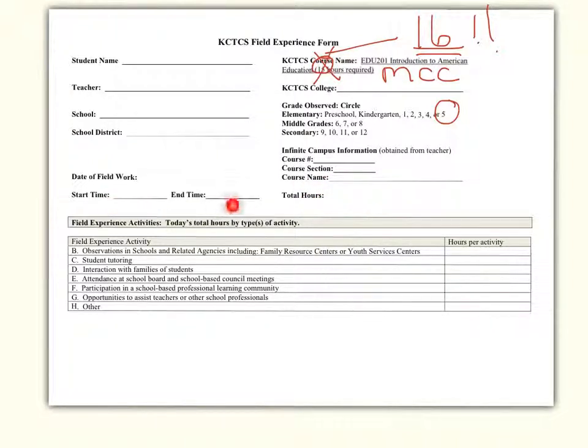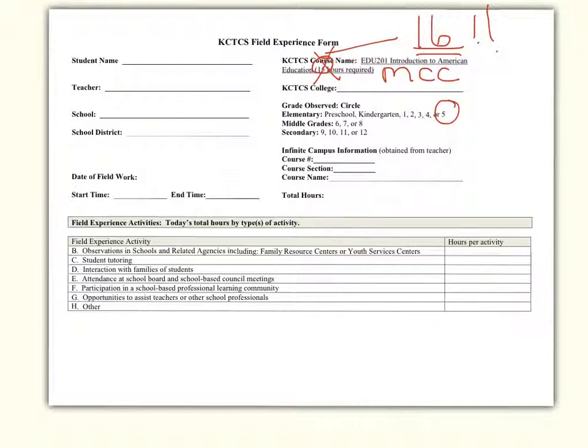Obviously, your start and end time translates over into this total hours. So start time, end time, how much time is that? Put that in the total hours. I will give you a little tip. I would never go anything less than the quarter hour. So for example, don't go an hour and 6 minutes to an observation. Stay at least an hour and 15.